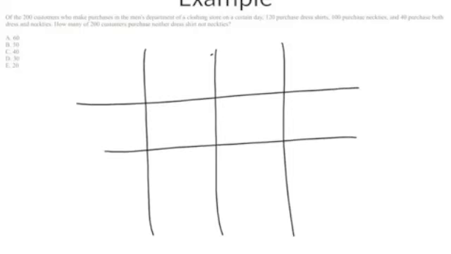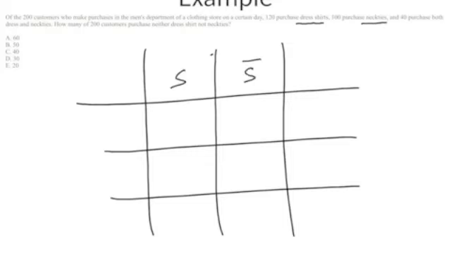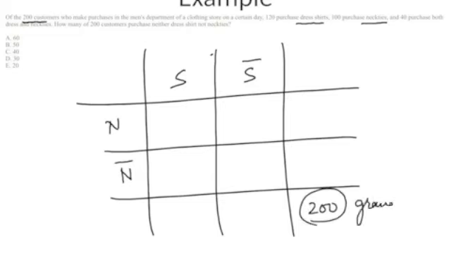3 horizontal, 3 vertical lines. Shirts, neckties. So shirts, not shirts. Neckties, not neckties. Of the 200 customers, so the total number of customers is 200. This number is the grand total.